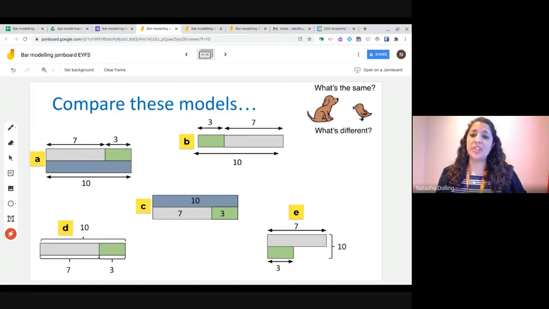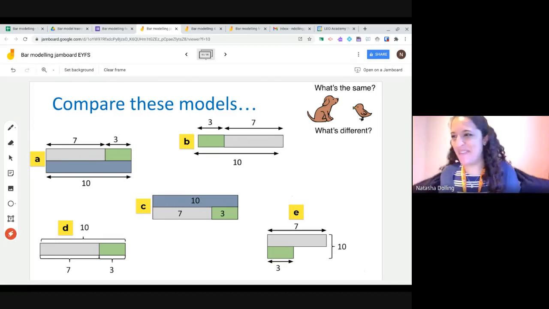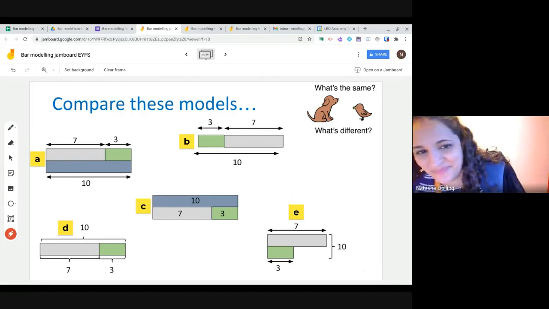So somebody's saying they would use A and C because it's similar to the part-whole model we use. I'm really glad you brought up the part-whole model, because I am going to be touching on the links between the bar modelling and part-whole models. Thank you for that.